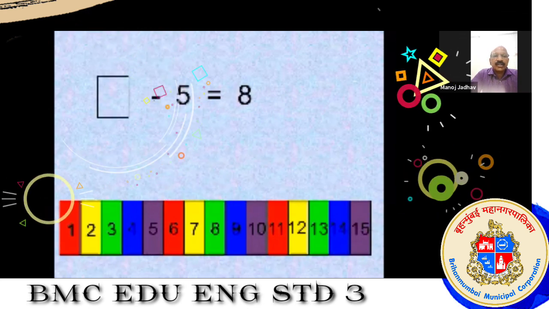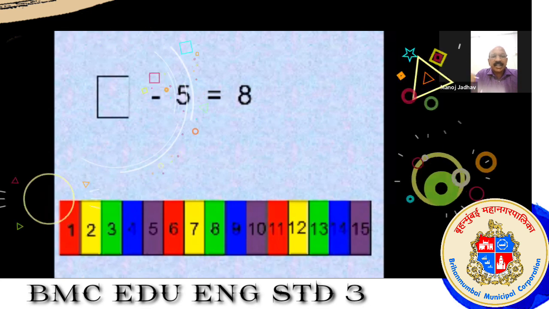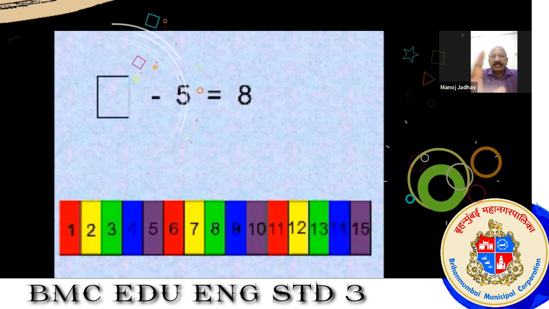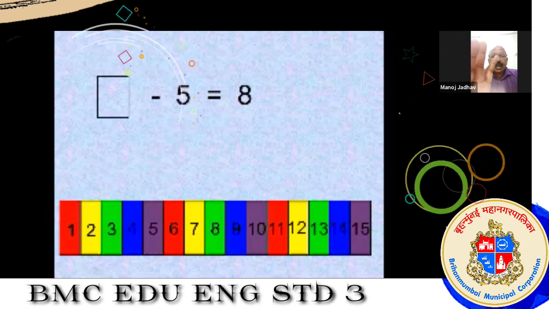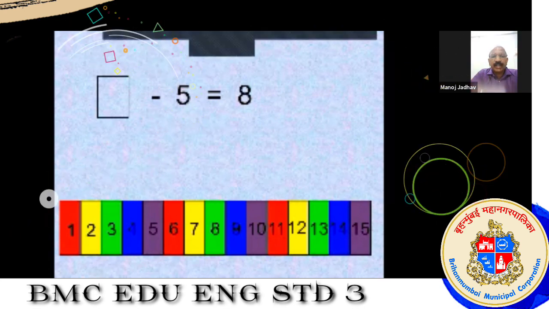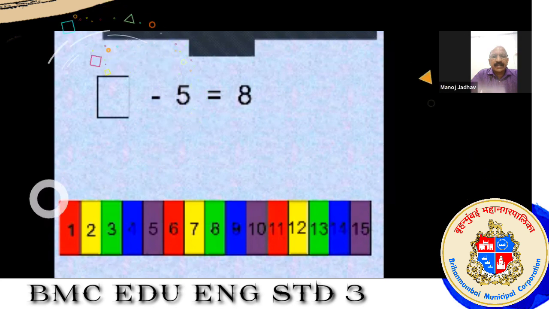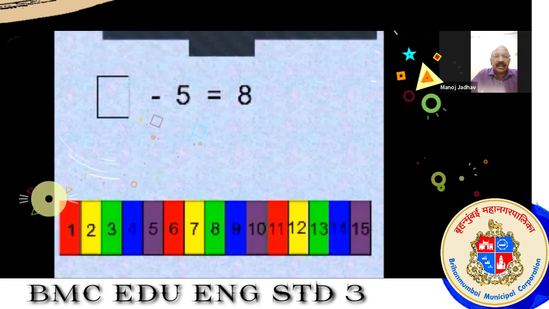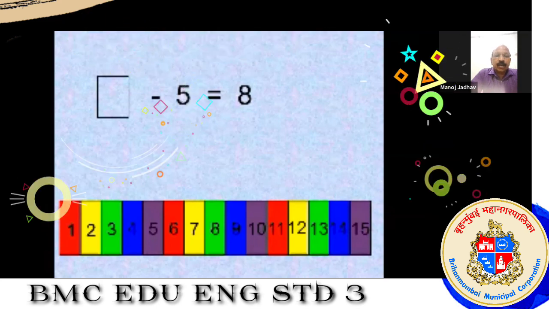Dash box, empty box, minus 5, empty box is given. From that empty box, that is not exactly empty, some number is there, missing number is there, and we are going to subtract 5 from that missing number, and answer is going to be 8. So stand at 8. Where is number 8? 8 number is here in the color ladder. See their color ladder below.